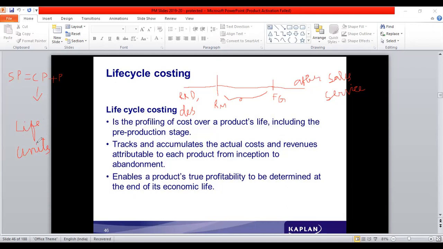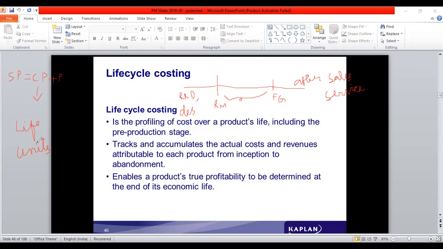Then from the beginning, from the initial stage till the end. So this concept is also called from cradle to grave, starting stage, initial stage until the end. Even after the sale is done, even at that stage, if there are any costs which have to be incurred, they also will have to be considered.